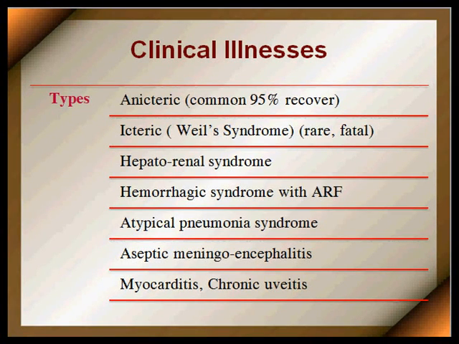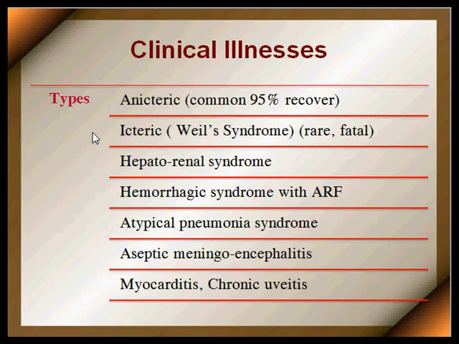What are the various clinical manifestations of leptospirosis? The types of presentations are two, anicteric and icteric. Anicteric leptospirosis is common. 95% of the cases of leptospiral infection are anicteric, and recovery is the rule. Icteric leptospirosis is also called Weil syndrome.